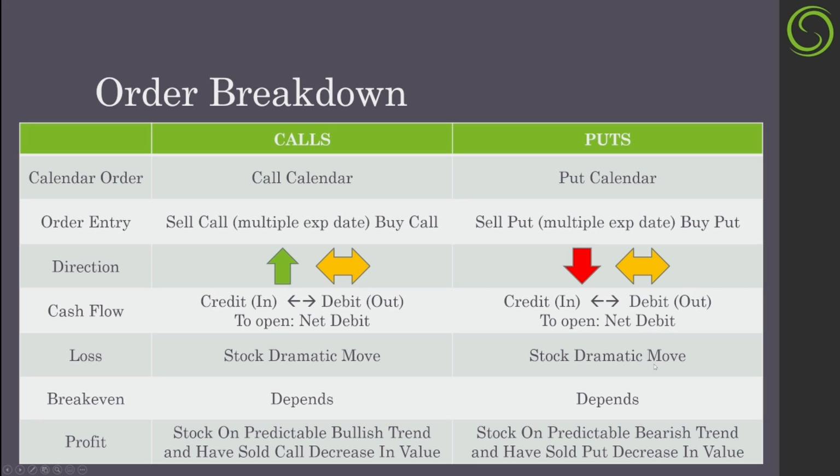Now for the loss side, we're not looking for dramatic moves in the stock. We're just looking for a very consistent trend. Break even is going to depend again, and then for stocks with a predictable bearish trend, we're just looking for the sold put to decrease in value. So that's how we're going to profit from a put calendar.